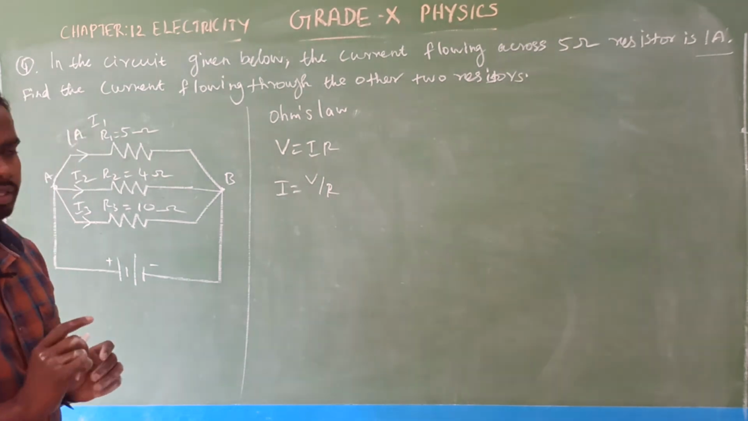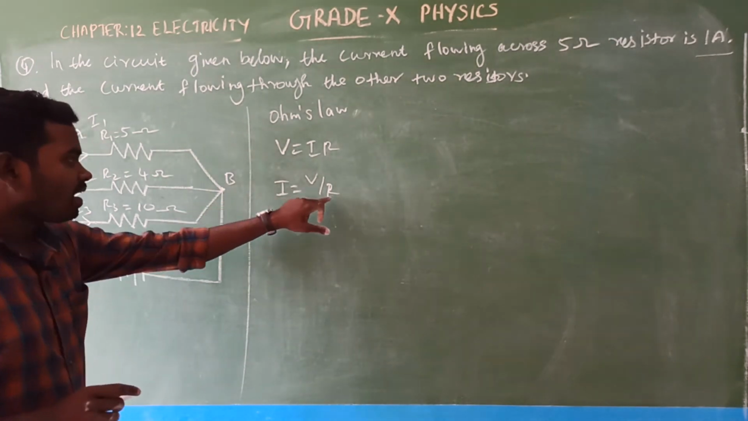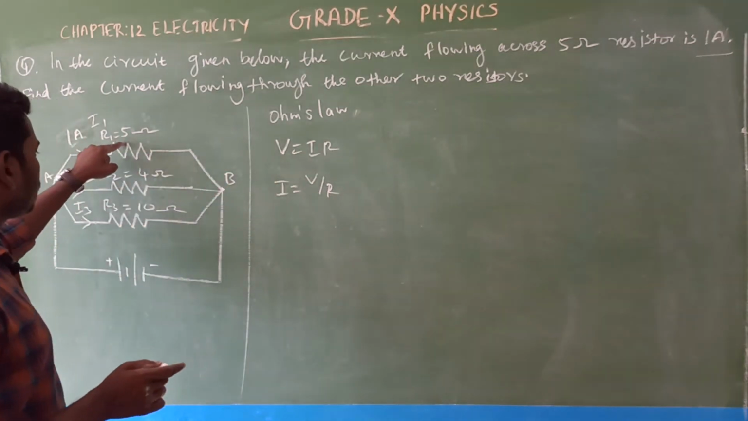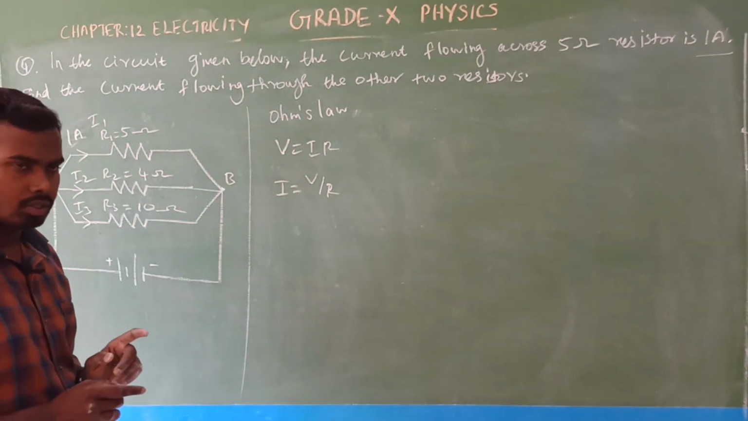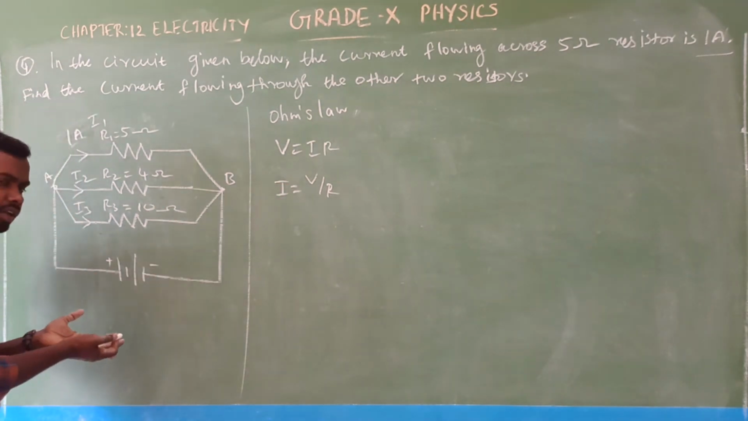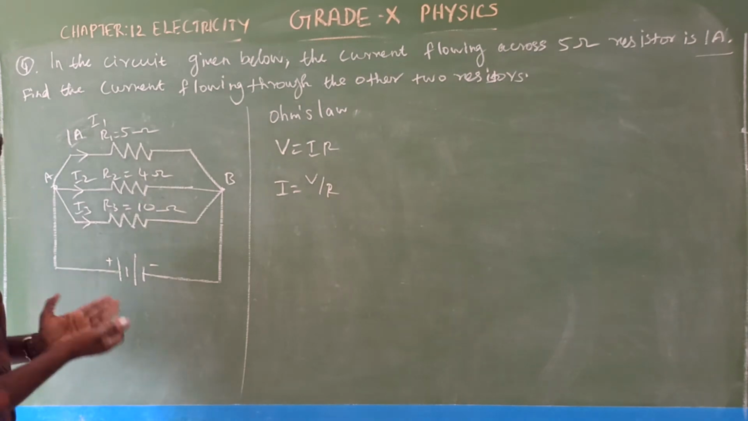Is it clear, students? Yes. So we need to calculate I and the resistance value. Do you know the resistance value? Yes, we know the resistance values: 5 ohm, 4 ohm, and 10 ohm. What is the V value, sir? The V value is not given here.